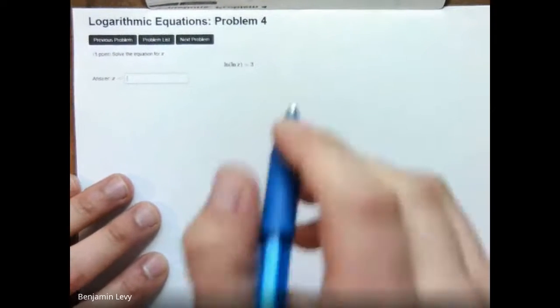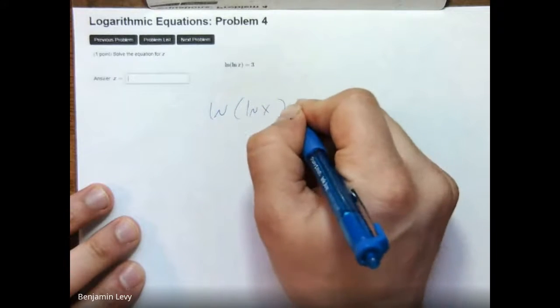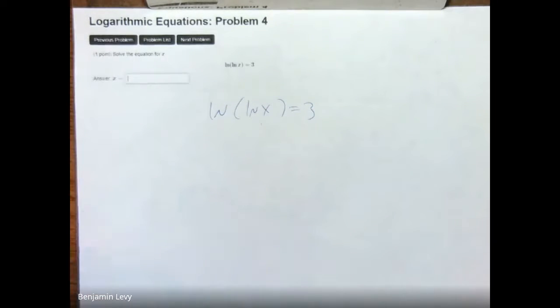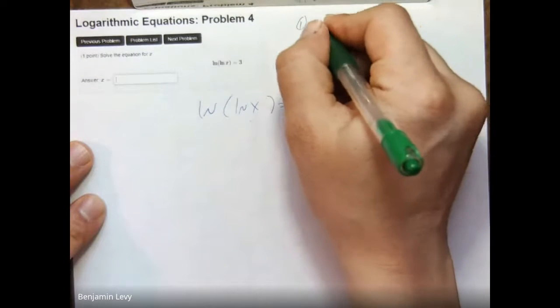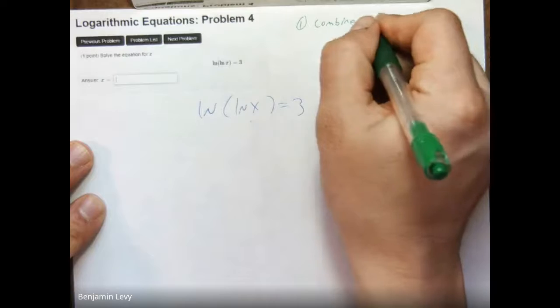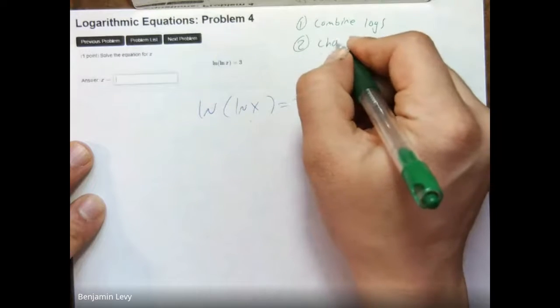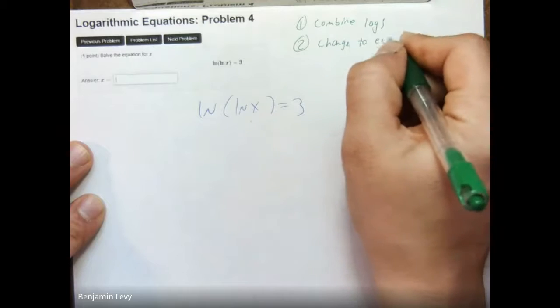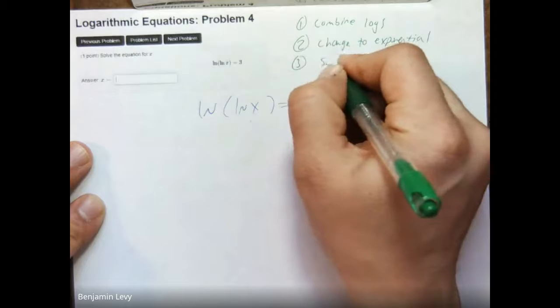Okay, I'm going to throw up the last question I had. Again, you're welcome to ask others. This is from logarithmic equations number 4. I will rewrite it again so it's bigger. This one's a little strange because it's a natural log inside a natural log. But anytime you have a logarithmic equation, what you do is you first combine logs using the logarithmic properties. Then you change it to an exponential. And then that'll allow you to solve.